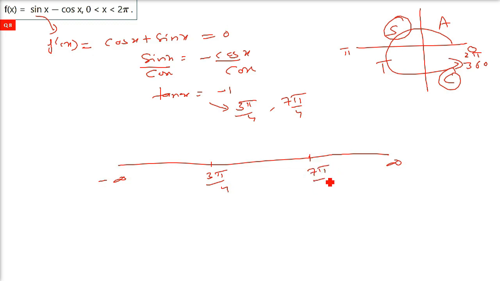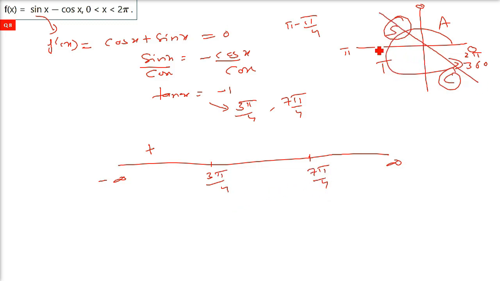Again tan x is -1 at one more point. You have to tell me which point. That is 7 pi by 4. How did it come? That's a question you have to answer me. But let me tell you, this 3 pi by 4 has come from pi minus pi by 4. And again you can subtract from 2 pi, that is 2 pi minus a certain value will give you 7 pi by 4. You have to tell me what value I am asking about. Anyways, we have two values here.